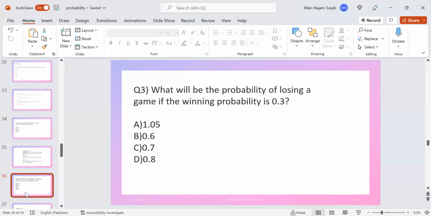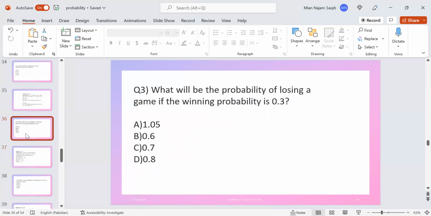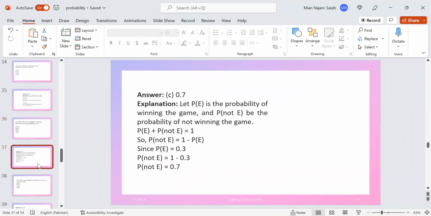The answer for this is C. It's simply going to be 1 minus 0.3, which is 0.7, because the probability of winning is 0.3. As you know, the total of the outcomes is always going to be 1 minus 0.3.